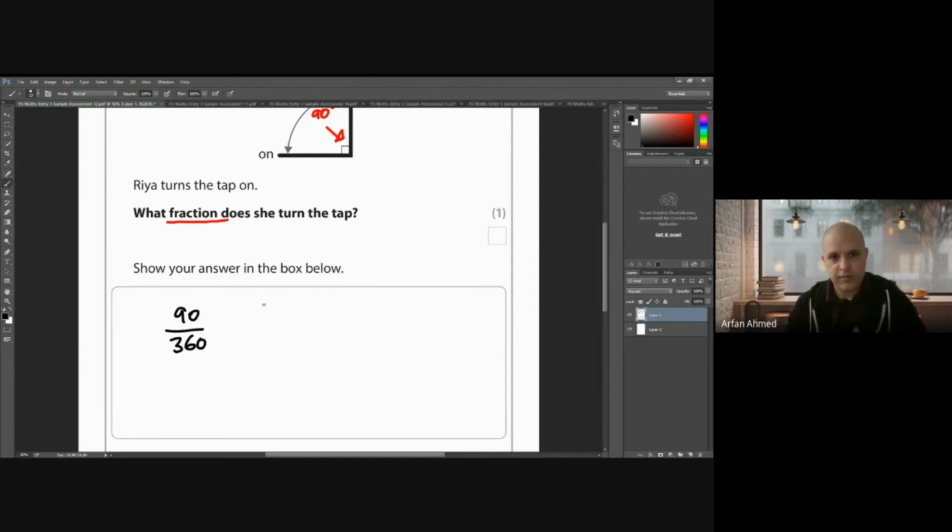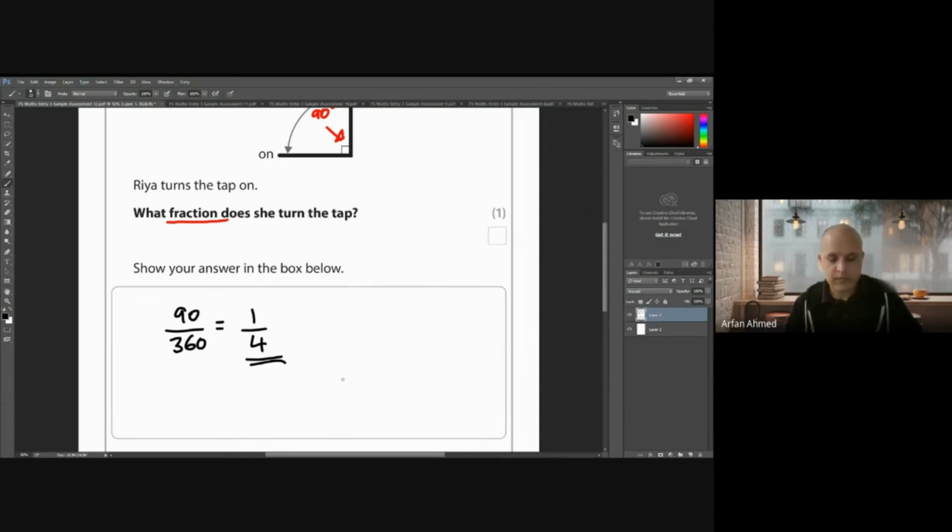This is the calculator paper, by the way. So on your calculator, if you literally type in 90 divided by 360, it should simplify it for you. It will say 1/4. There's your fraction right there. In fact, you could have left it as 90 over 360. That's a fraction as well.